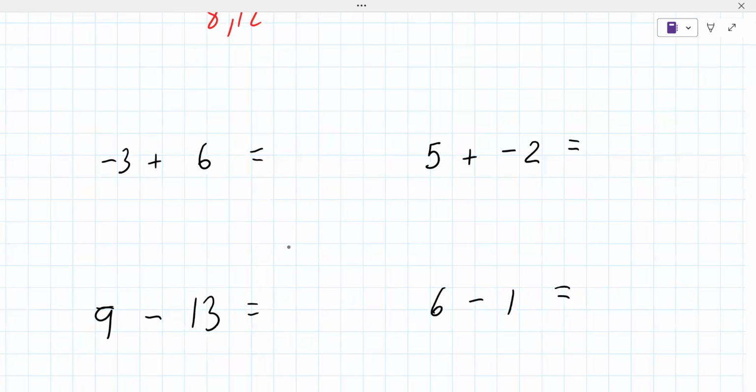So the first one would be positive 3. Okay. The next one would be positive 4. Which one? Down here? Oh, yes.